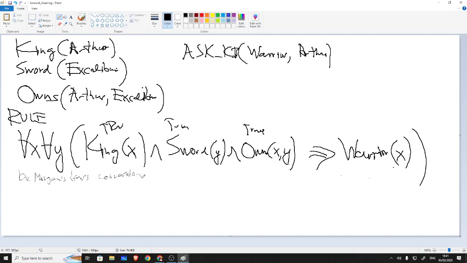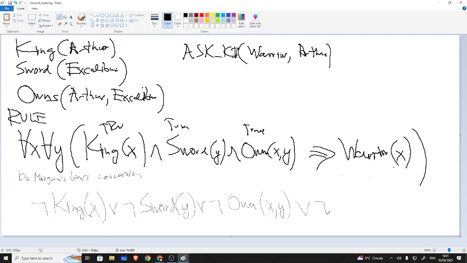So basically, you get this: not king x, or not sword x, I believe, or not owns x y, or not a warrior. Maybe you can check, but this looks broadly correct. The question may be too old, but I think this is correct.